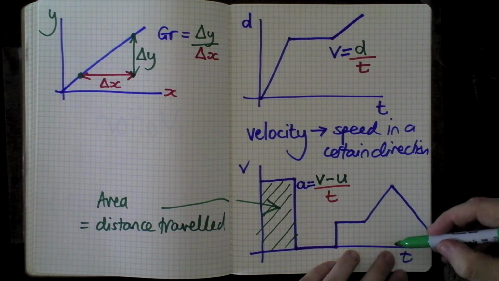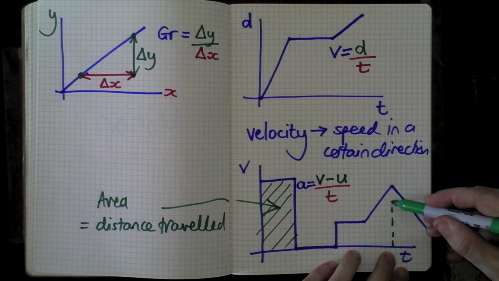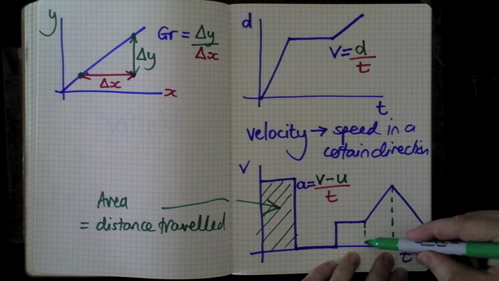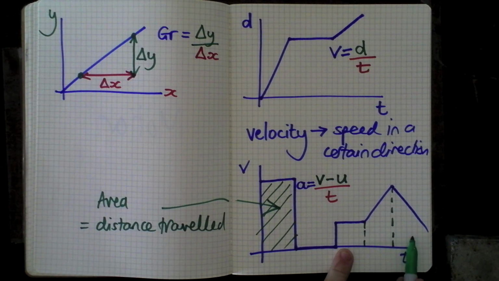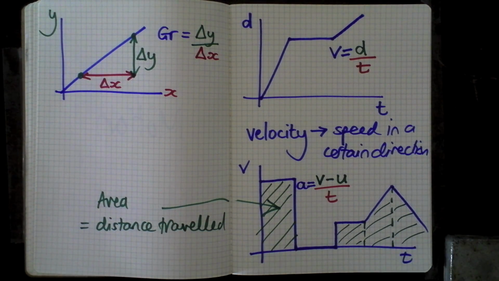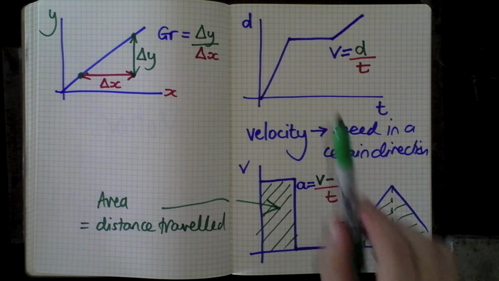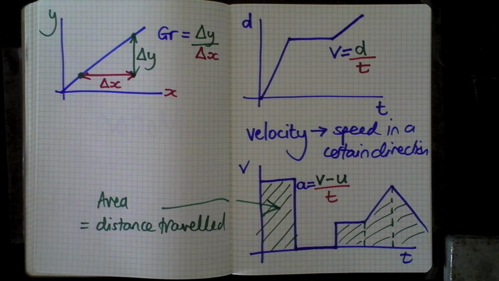Now thankfully in this GCSE syllabus, you're only expected to deal with constant accelerations, which means you can easily divide up the area under a graph into a rectangle, a trapezium, a triangle, things that you know how to calculate the area of from maths. So really straightforward: velocity time graphs, distance time graphs. You can use the gradients to work out velocity and acceleration, and you can use the area under this velocity time graph to calculate the distance travelled.